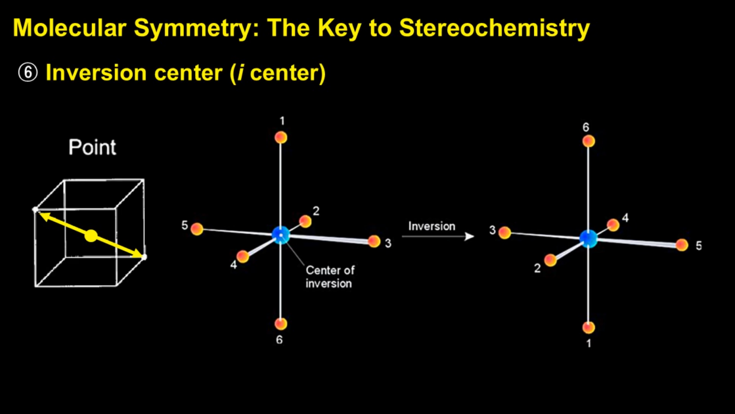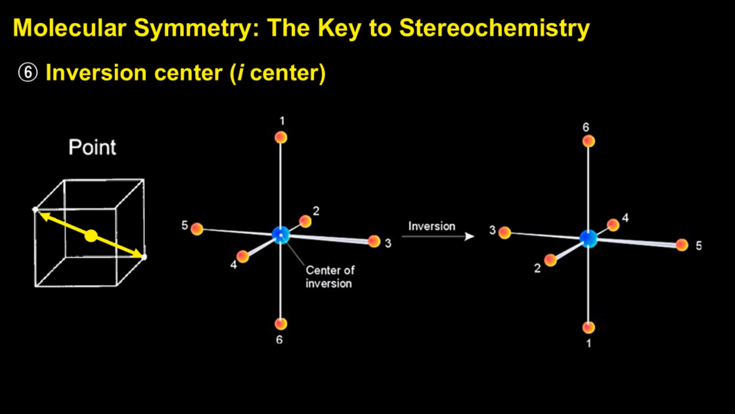Now, here's an important point. Any molecule with an inversion center is achiral. That means it doesn't show optical activity and can't exist as an enantiomer. For a molecule to be chiral, it needs to lack any symmetry elements that relate one part of the structure to another. An inversion center completely rules out chirality.